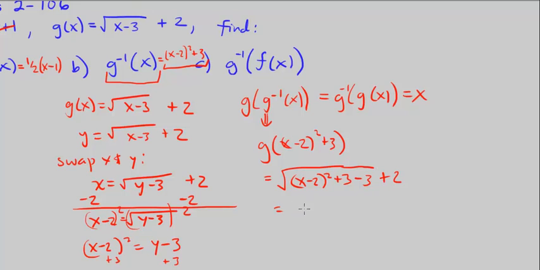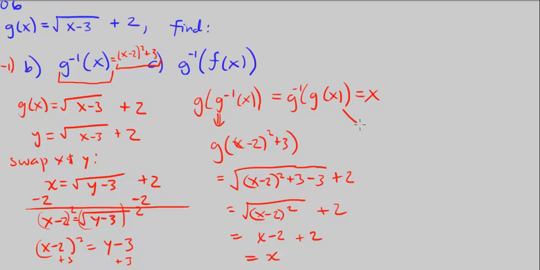And then we just simplify that. The minus 3 and the plus 3 cancel out, and we're just left with (x minus 2) squared. And then outside the square root we have a plus 2. The square root and the squared cancel, so we have x minus 2 plus 2. The minus 2 and the plus 2 cancel, we're left with x. Okay, so this looks great.